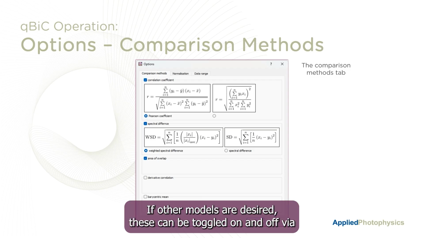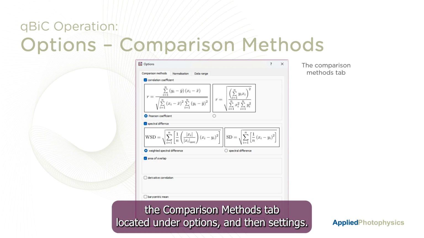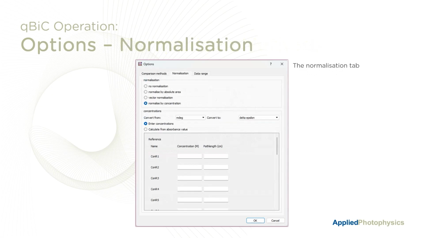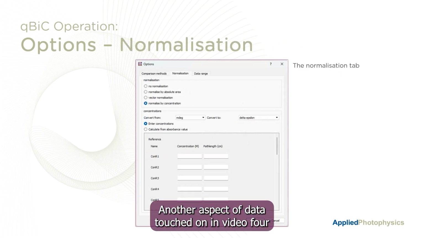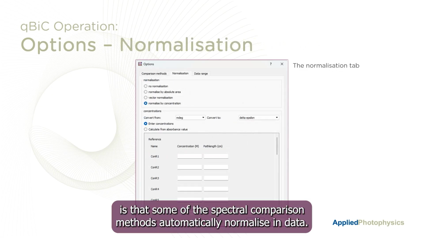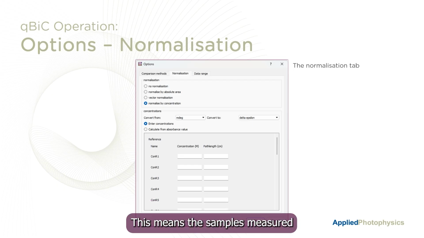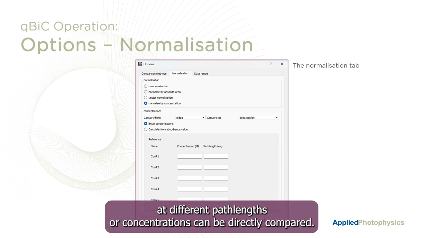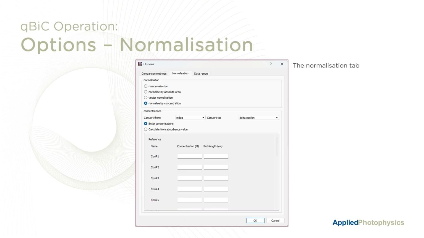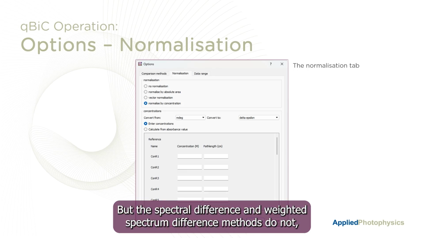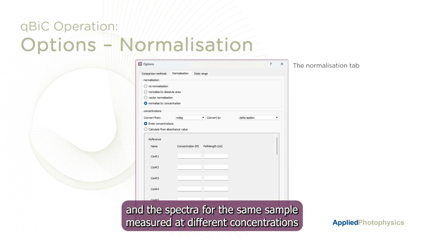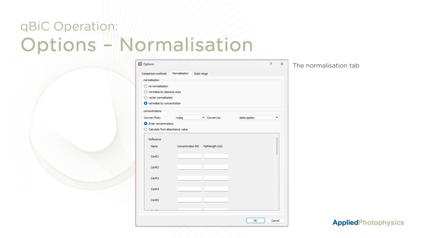If other models are desired, these can be toggled on and off via the Comparison Methods tab located under Options and then Settings. Another aspect of data analysis touched on in video 4 is that some of the spectral comparison methods automatically normalize the data. This means that samples measured at different path lengths or concentrations can be directly compared. But the spectral difference and weighted spectral difference methods do not, and the spectra for the same sample measured at different concentrations or path lengths will appear as different.